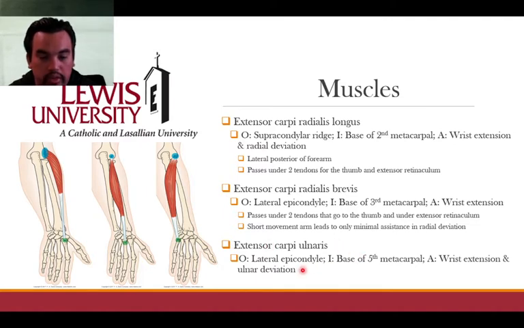Extensor carpi ulnaris, it originates at the lateral epicondyle as well. It goes to the fifth metacarpal right here, and it does wrist extension and ulnar deviation. So you can see how it would pull that wrist back and over towards our ulna and create ulnar deviation for us.